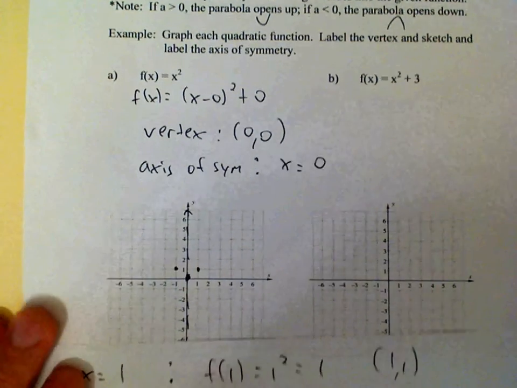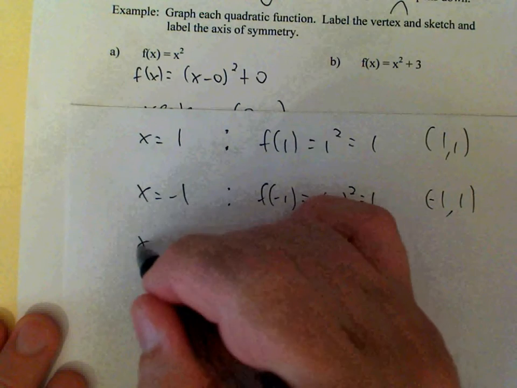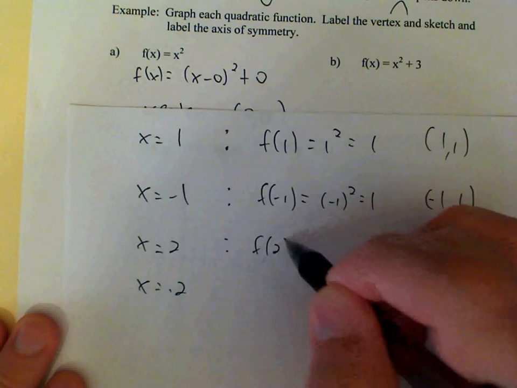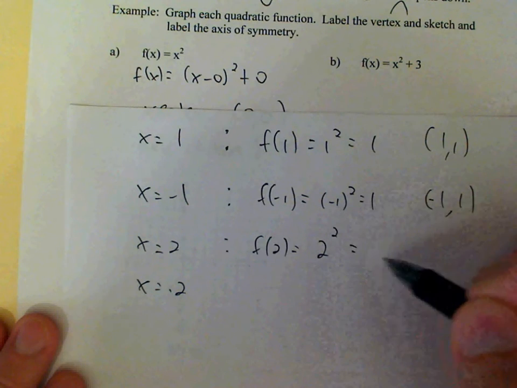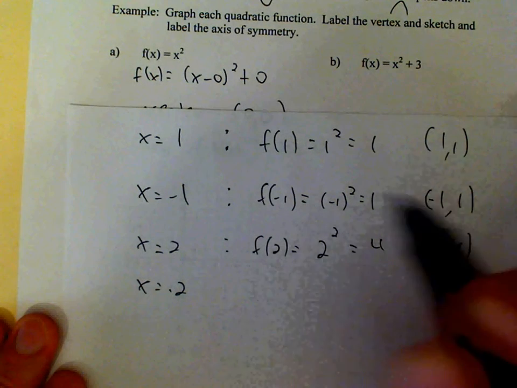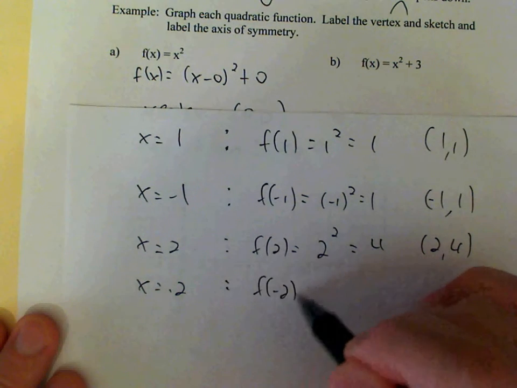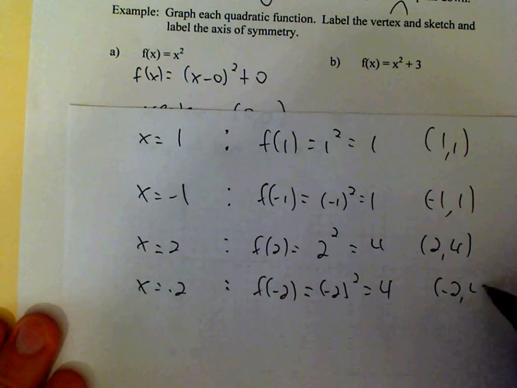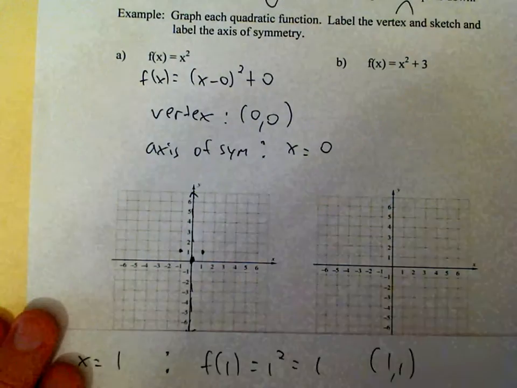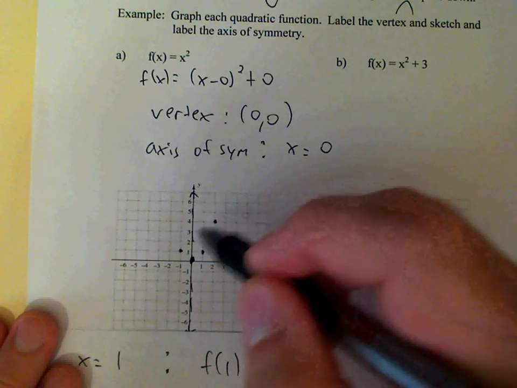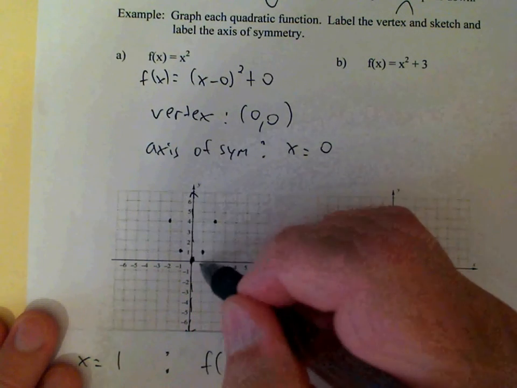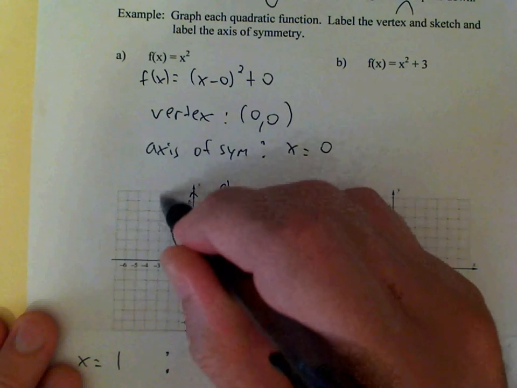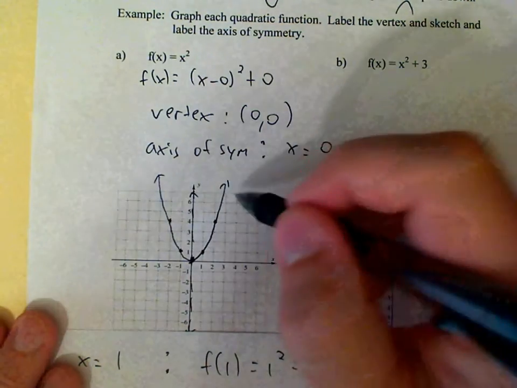But let's go ahead and find a couple more. x equals 2 and x equals negative 2. f of 2 is 2 squared, which is 4. So that point is 2, 4. If I find f of negative 2, that's negative 2 squared, which is positive 4 also. So we end up with negative 2, 4. So I'm going to plot those 2 points. 2, 4 is about right there. Negative 2, 4 is about right there. Now I'm going to draw a parabola, a U shape, through those. And there's a graph of the parabola f of x equals x squared.